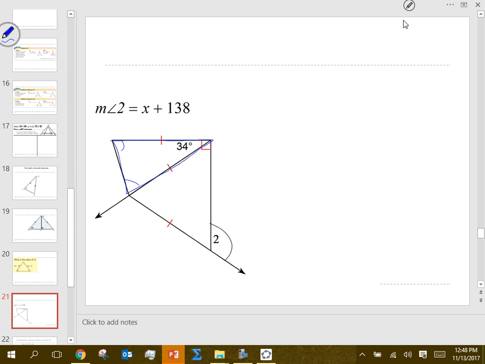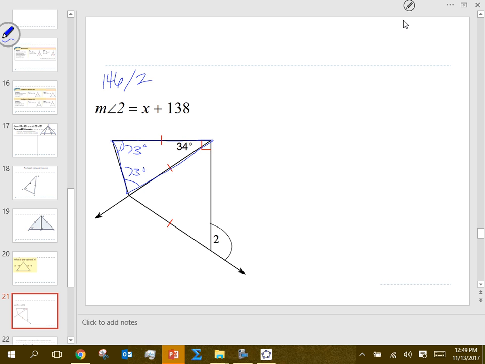So what's 180 minus 34? 146, right? So if I got 146 degrees for those two angles, what's one of them got to be? 73. They've both got to be the same, right? Okay. Now, does that help me? Yes.